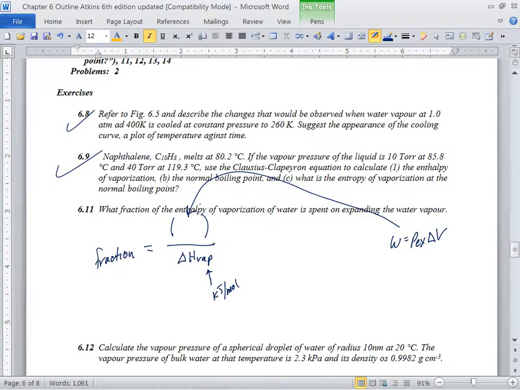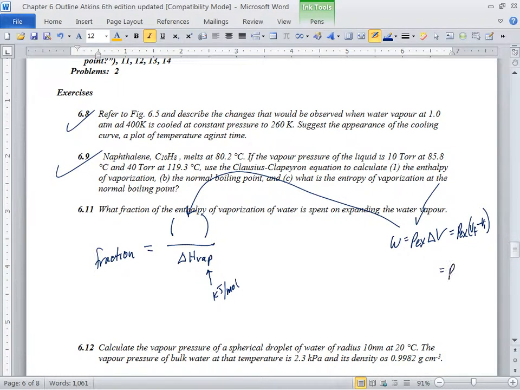Px is going to be what, though? Yeah, 1 atmosphere, but in pascals, so that we know that. What is delta V? It'll be P external times V what minus V what? Vf minus Vi, yeah.